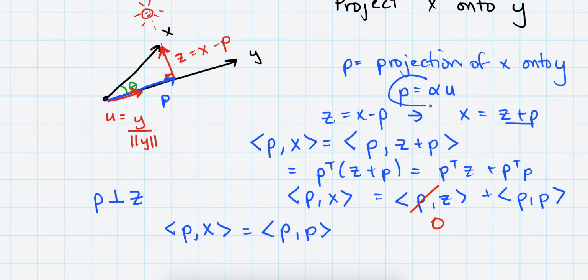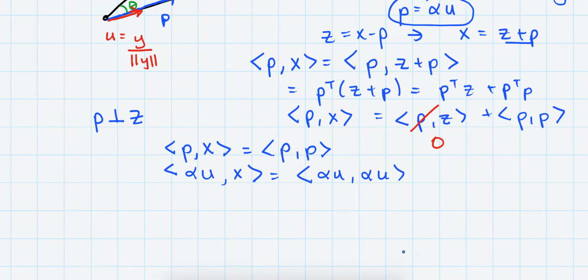But p is a scalar times the unit vector. So we get alpha times u with x is equal to alpha u with alpha u. And we can take this alpha out. This is going to come out as alpha squared because I have 2 of them. You can double check it doing something similar to what I've done here. The dot product of u with u.